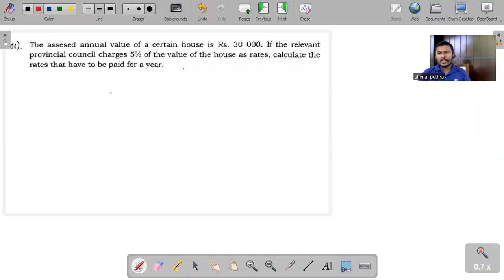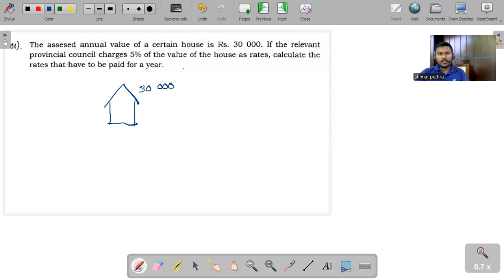Okay, let's check your answers. You can check your answer. Okay. The assessed annual value of a certain house is 30,000. So there is a house. They have given the valuation. The valuation is 30,000.